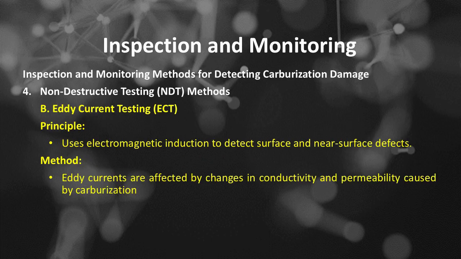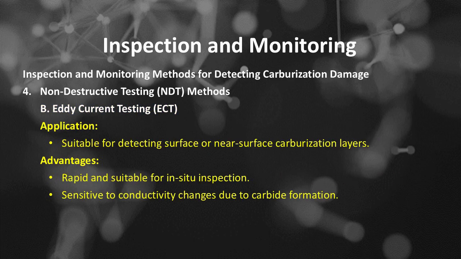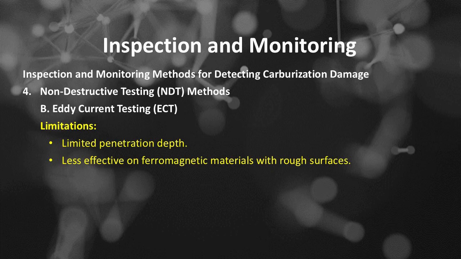Number B of NDT method is eddy current testing, or ECT. Principle of ECT: uses electromagnetic induction to detect surface and near-surface defects. Method of ECT: eddy currents are affected by changes in conductivity and permeability caused by carburization. Application of ECT: suitable for detecting surface or near-surface carburization layers. Advantages of ECT: rapid and suitable for in-situ inspection. Sensitive to conductivity changes due to carbide formation. Limitations of ECT: limited penetration depth. Less effective on ferromagnetic materials with rough surfaces.